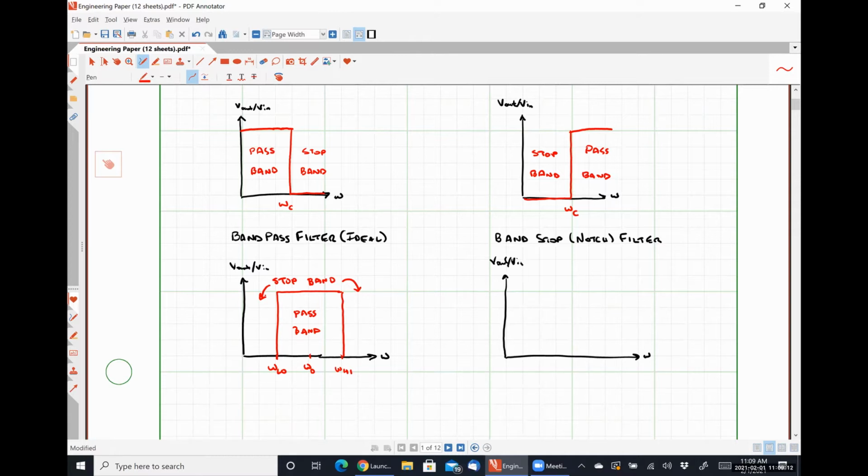For a band stop filter, we have those same frequencies of interest, omega low, omega naught, and omega high, but we have the exact opposite response, meaning we have two distinct pass bands. Everything below omega low gets passed, and everything above omega high gets passed, and we have a notch in the middle that is centered around that intermediate frequency, omega naught.